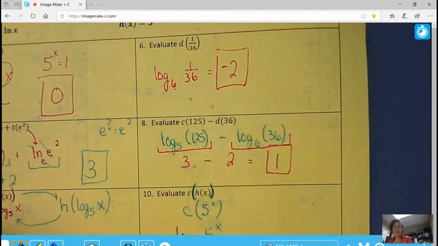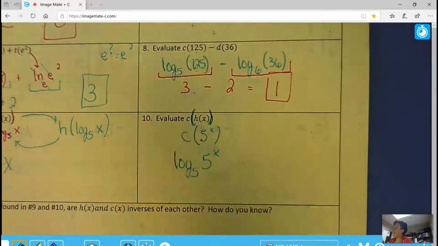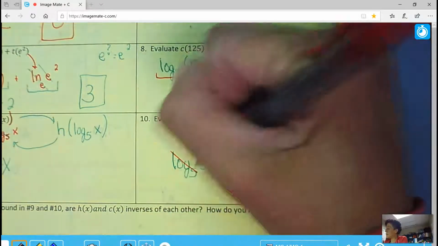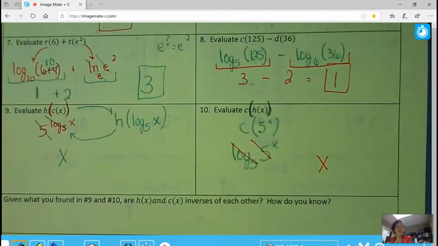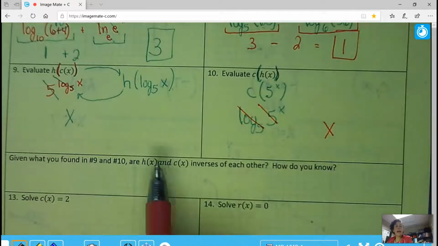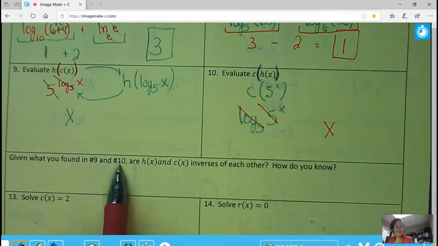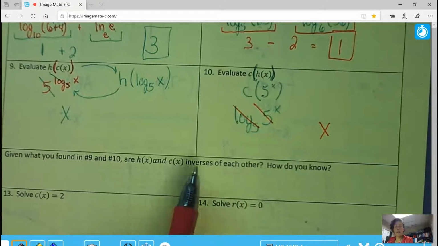And this is just a reminder that when the base of the log and the base of the exponent are the same, they can cancel out and you get x. So that part's reviewed, but the next part is just something to remind you of. Given what you found in 9 and 10, are h of x and c of x inverses of each other?